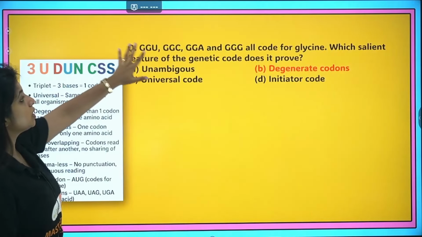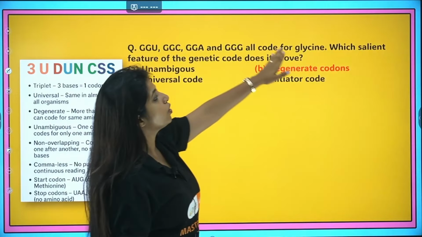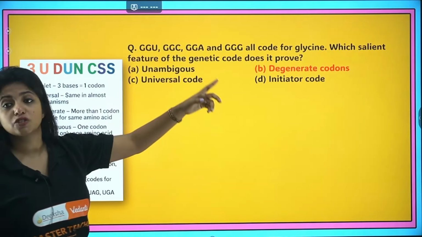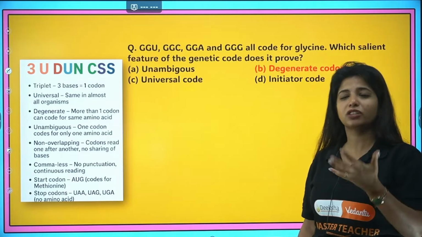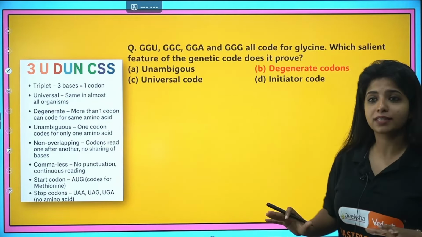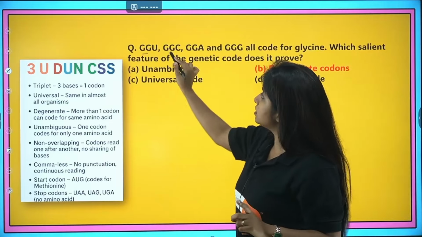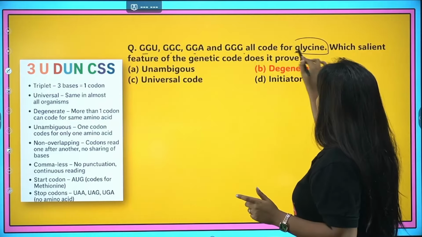Now next thing: GGU, GGC, GGA, GGG all code for glycine. Which salient feature of the genetic code has to be proved? So what are the features of the genetic code? This can be a 2-marker question as well as a 3-marker question, so be prepared for all of this. Here it is said this all code for glycine. What feature does it show?